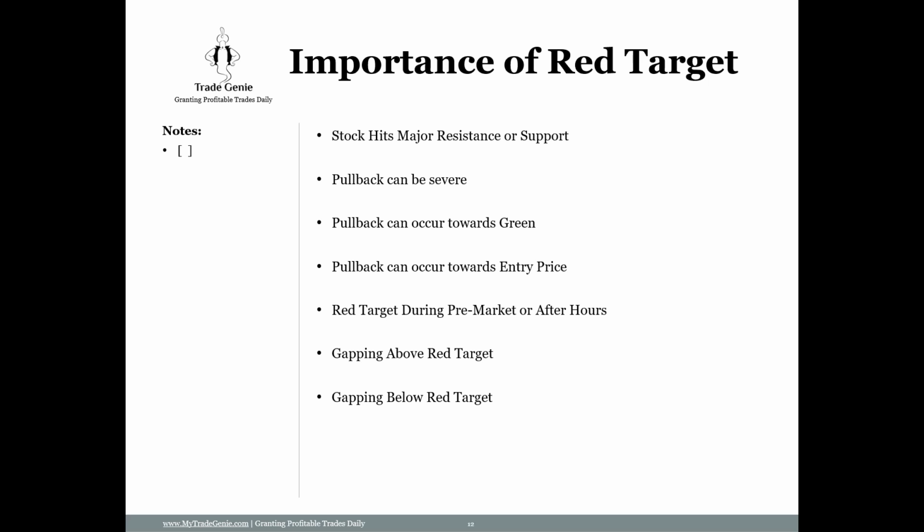So when the red target hits during pre-market hours, and then the market opens, chances are the market will open and continue going down. Then we wonder, okay, everything was fine. It was trading at this.